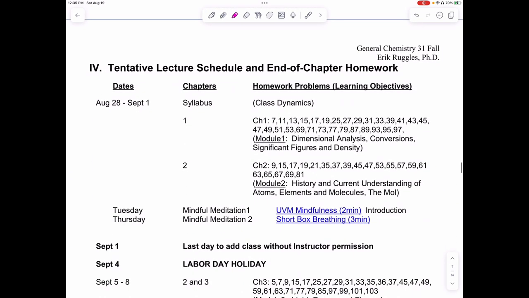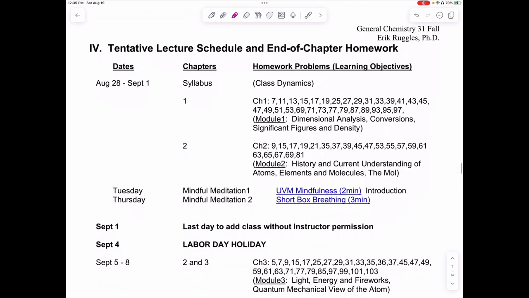After that, we get into the tentative lecture schedule. This is how I am hoping the class will evolve. It doesn't say how it will evolve in terms of time frame. But basically, week to week, I'm showing you all the problems that I'll be assigning, which we see here.